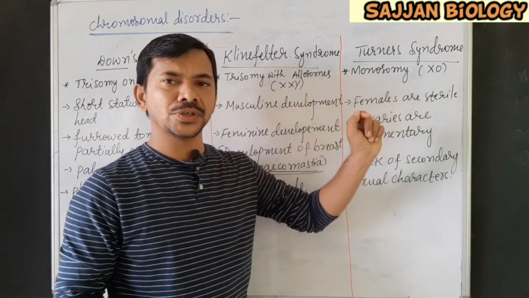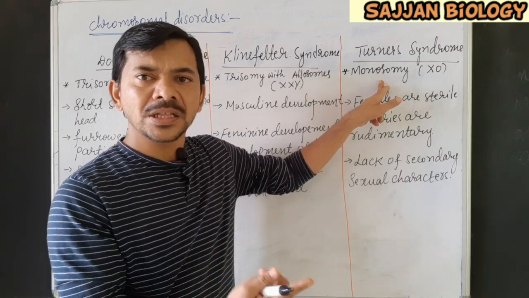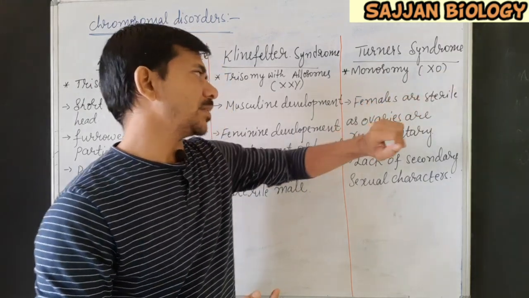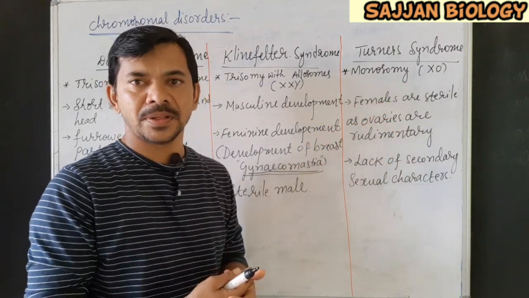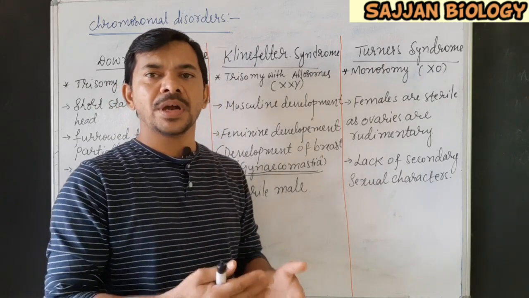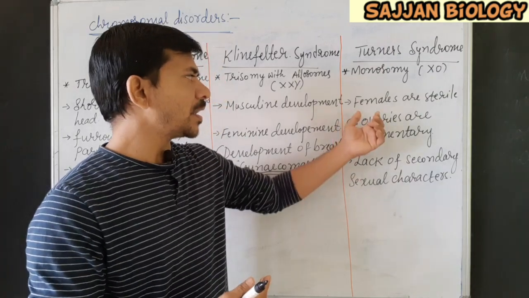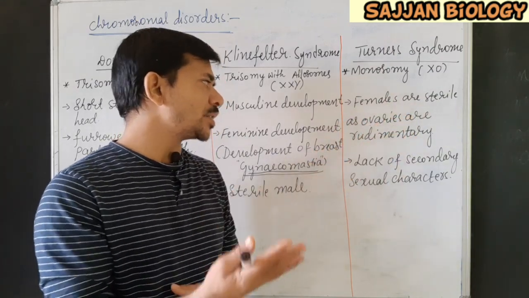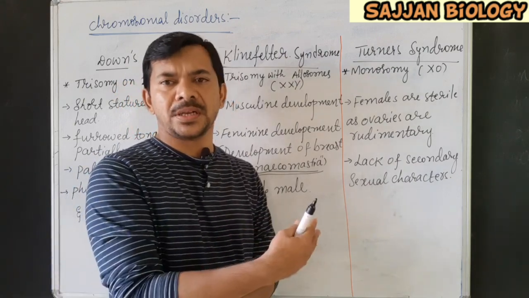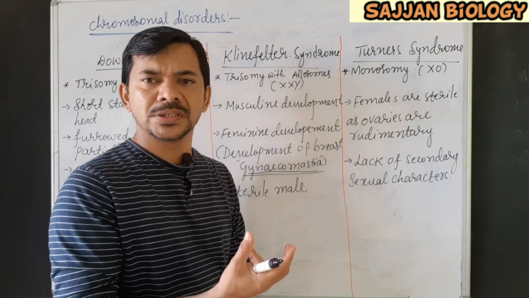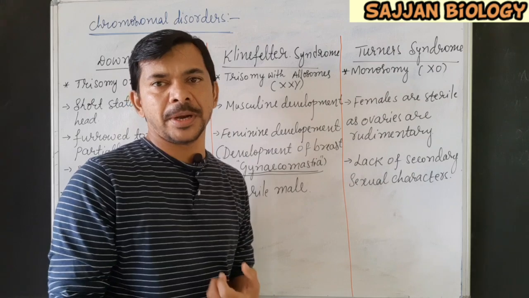The next one is Turner syndrome, a monosomy condition where only one sex chromosome is present and the other is completely absent. In this condition, females are sterile. The physical appearance is like a female, but the ovaries are rudimentary, which means underdevelopment of the ovaries, so they cannot produce fertilized or matured gametes.